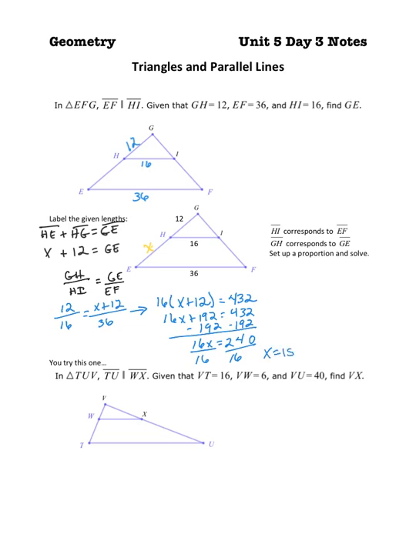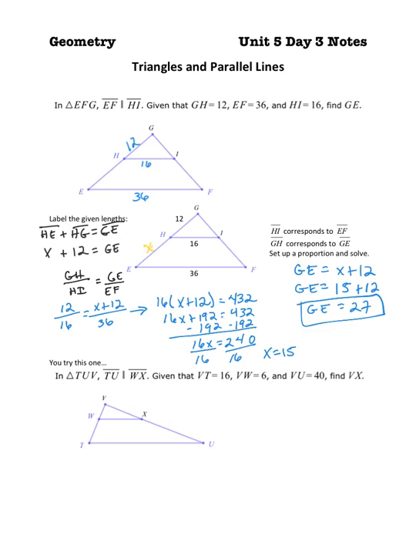X equals 15, but X is not GE. X is HE. GE equals X plus 12, so GE equals 15 plus 12, GE equals 27. Okay?